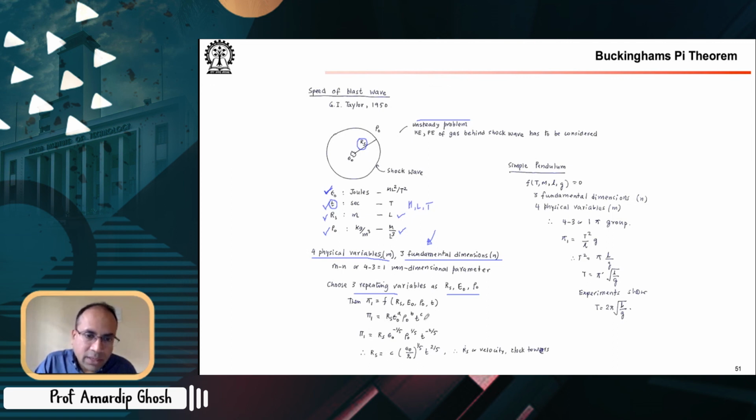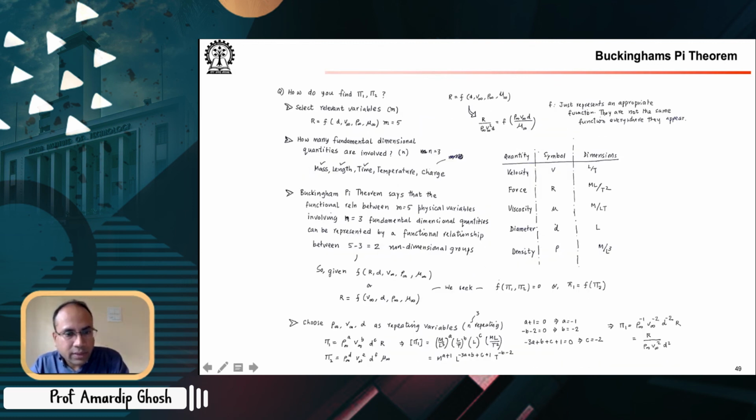All that matters is these coefficients should be chosen such that the right hand side becomes dimensionless. If you again do the similar MLT raised to the powers of the combinations of A, B, C, and some numerics, you can show that pi 1 is nothing but... This is from the similar kind of thing that we did here.